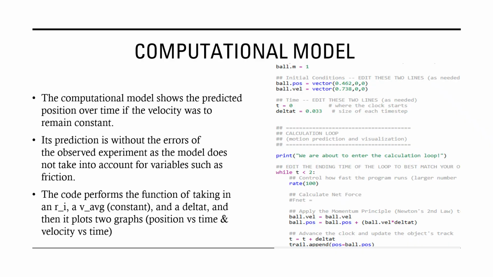Computational model. The computational model shows the predicted position over time if the velocity was to remain constant. Its prediction is without the errors of the observed experiment, as the model does not take into account variables such as friction. The code performs the function by taking in an initial position, an average velocity, which is supposed to be constant, and a change in time, and then it plots two graphs, position versus time and velocity versus time.